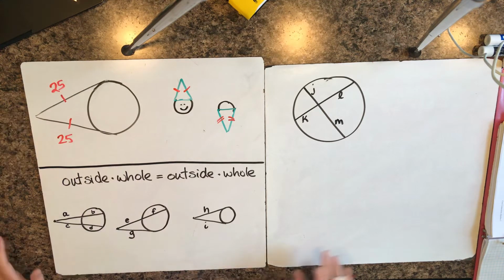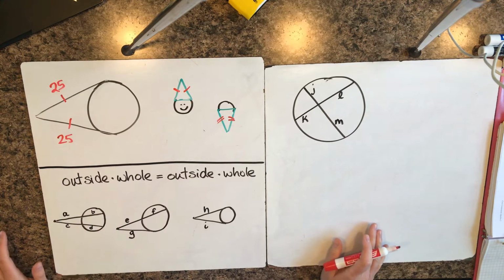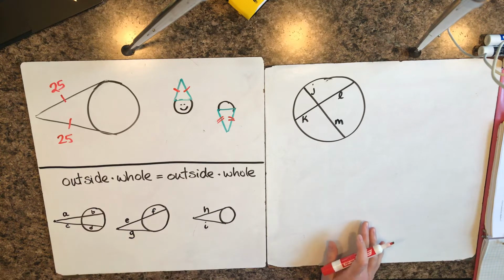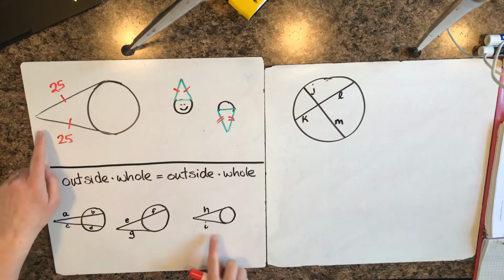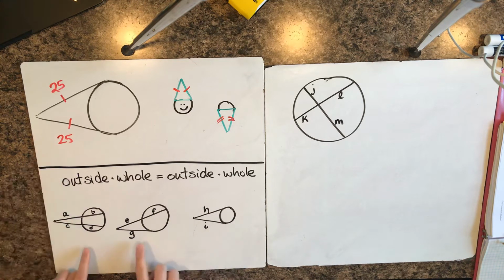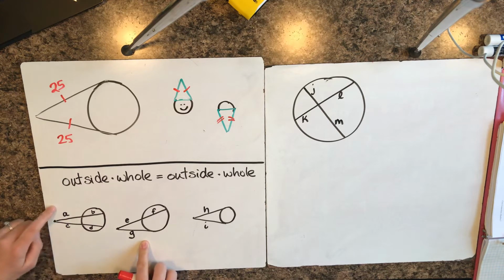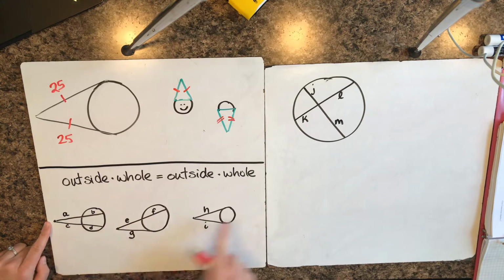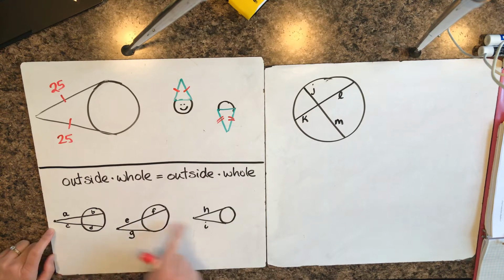Now, Mr. Carnes also talked about this formula that's outside times whole equals outside times whole. And there are three different ways that could look. One of them we just talked about, and these two are a little bit different. So if I look at this picture, and again, I'm talking about any two lines that meet outside the circle, this is the relationship between the segments.